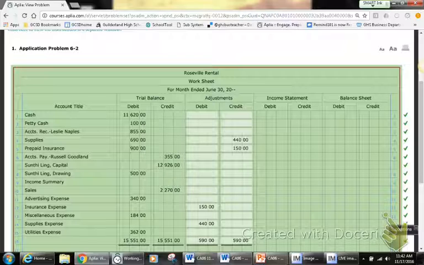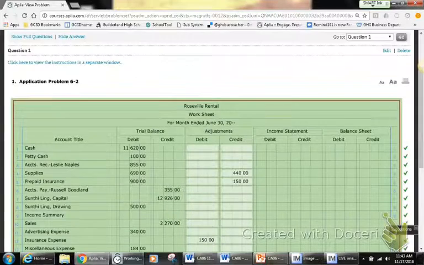So we're going to bring these numbers over. Am I going to have anything up here in this top area of my income statement, my debits or credits? Am I going to have anything at the top where cash is, petty cash, etc.? No. Why not? Right. These are not income statement accounts. None of these are income statement accounts. Okay? These are all balance sheet accounts, so they're going to go in the balance sheet column.